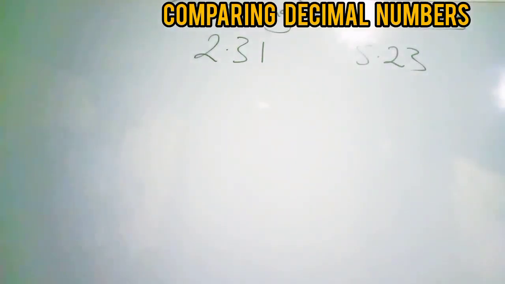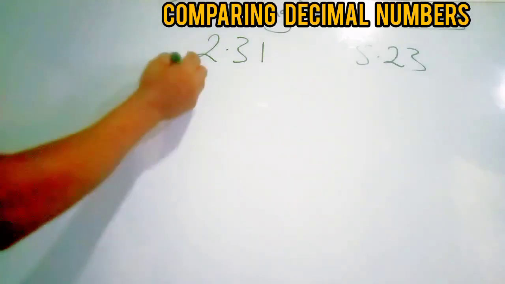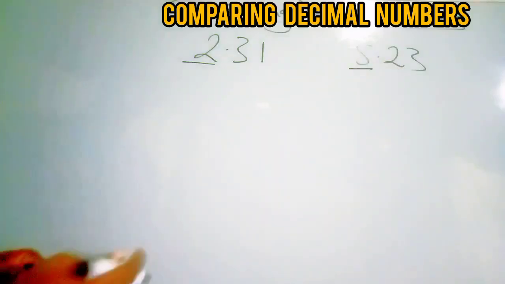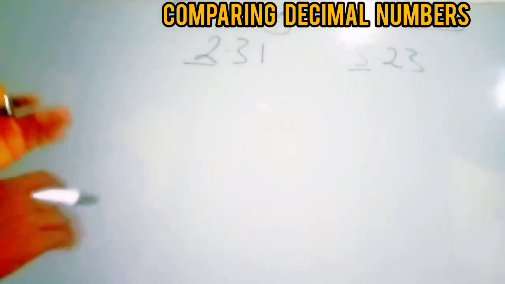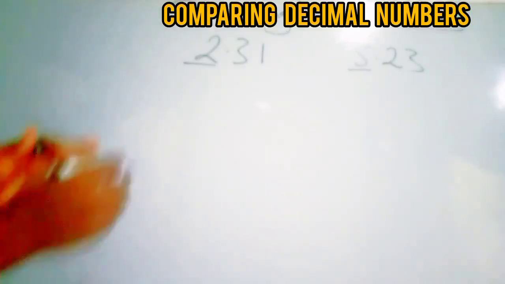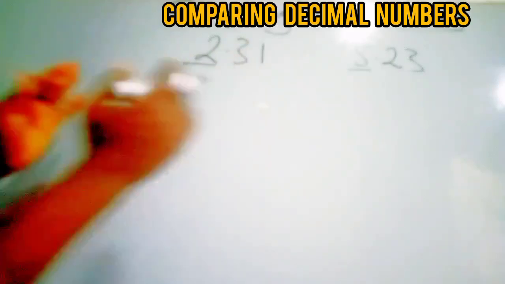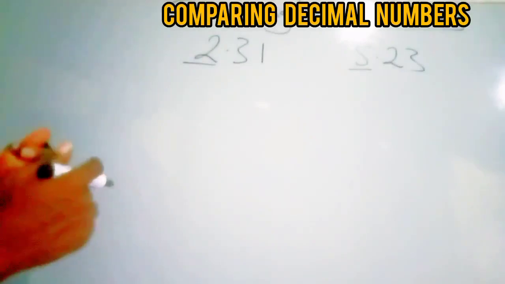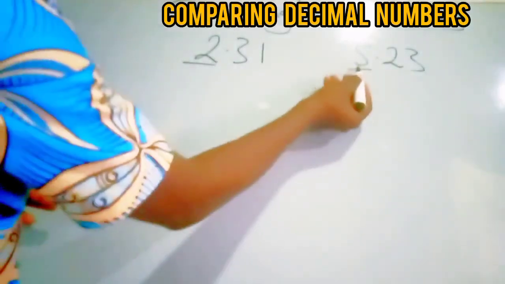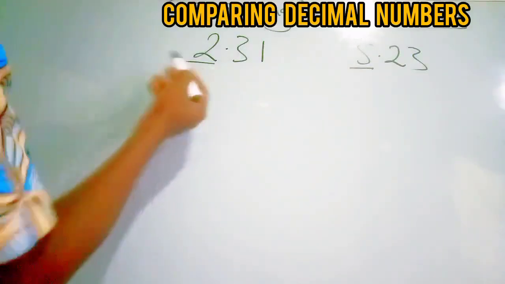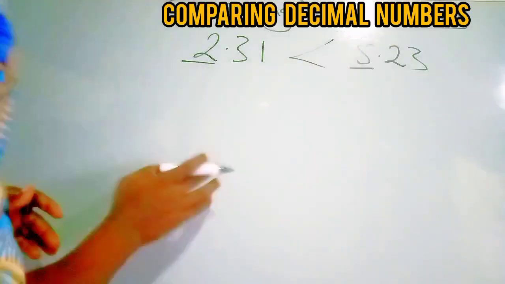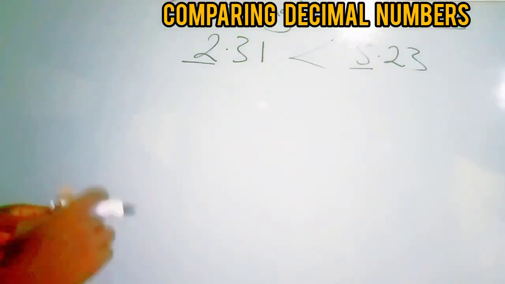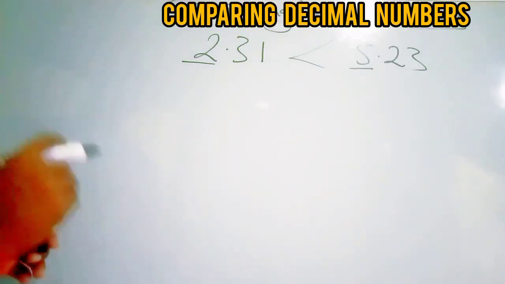Okay, now the first thing you do when you are given two decimal numbers to compare is to look at their whole number side. This is the whole number section and this is the whole number column. We also said in the previous lesson that the whole numbers are always big. So when you look at the two decimal numbers given to you, you can start to know which one is bigger just by comparing their whole numbers. In this case, you realize that the 5 here is bigger than the 2. So automatically, this one is bigger than this. The 5.23 is bigger than the 2.31.